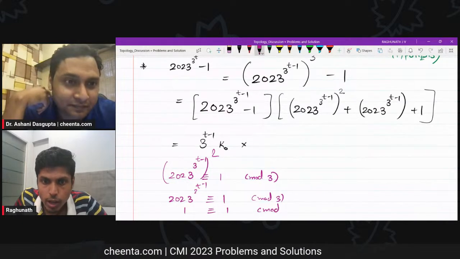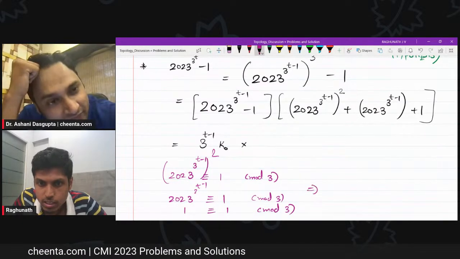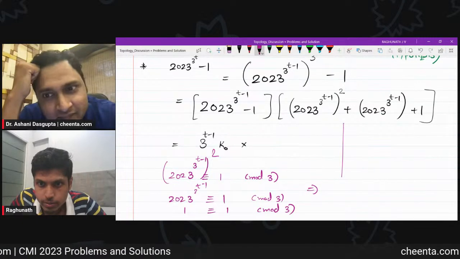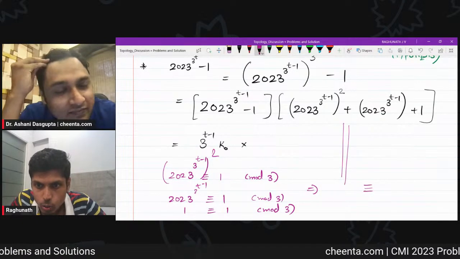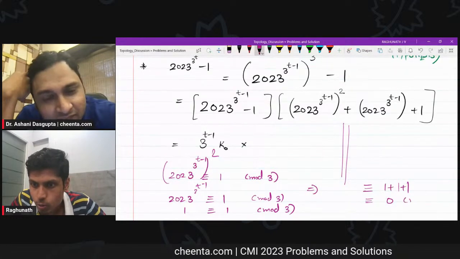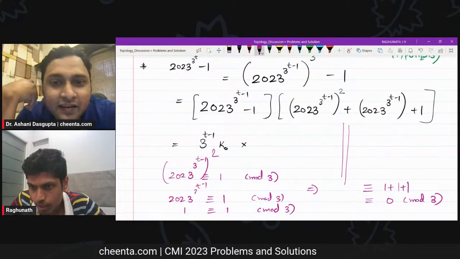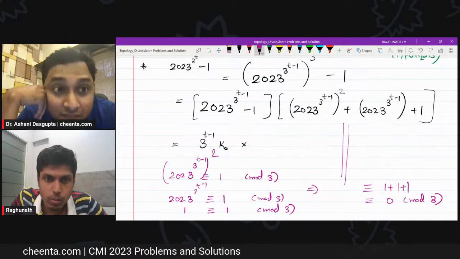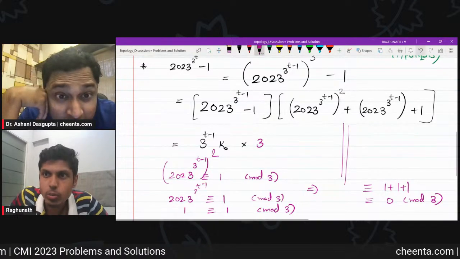If you add up these three, the second bracket is congruent to 1 plus 1 plus 1 mod 3, which is 0 mod 3. So the second bracket is divisible by 3. So let us write it as 3 into k1.